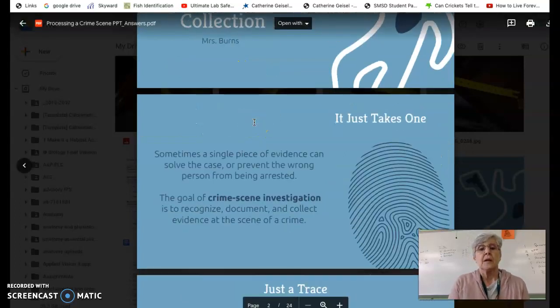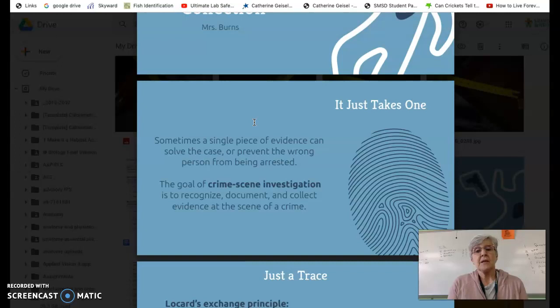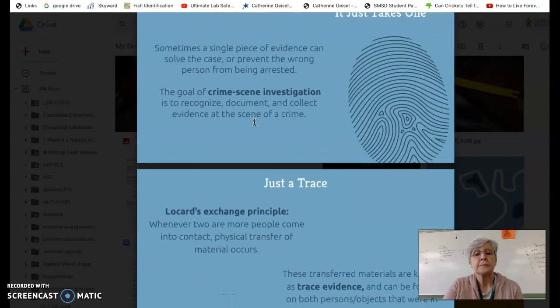Sometimes a single piece of evidence can help solve a case or prevent the wrong person from being arrested. So when CSI officers come in, their job is to collect as much as possible because you really don't know sometimes what's evidence and what's not. So the goal of crime scene investigation is to recognize, document, and collect evidence at the scene of the crime.